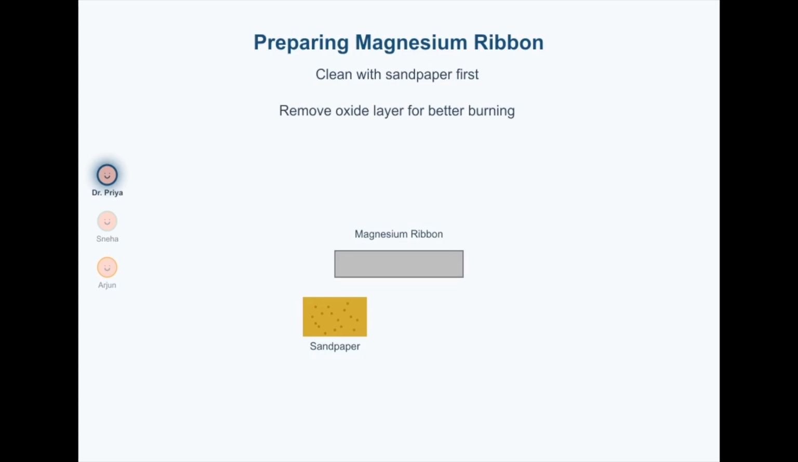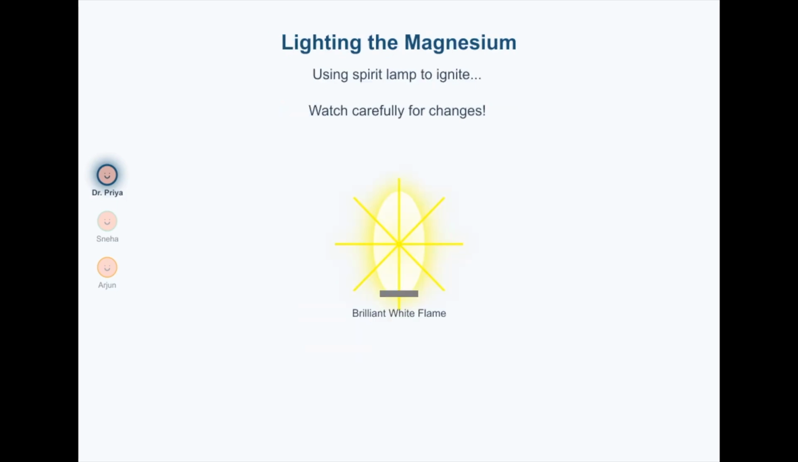First, I am cleaning this 3 to 4 cm magnesium ribbon with sandpaper to remove any oxide layer for better burning. Now I am lighting the magnesium ribbon with a spirit lamp. Watch carefully and tell me what you observe.